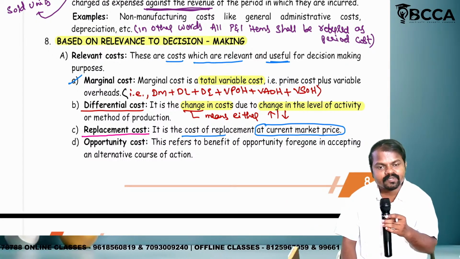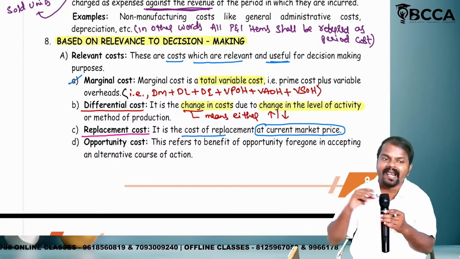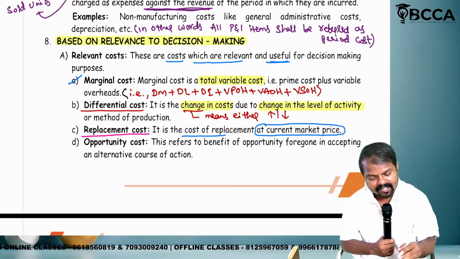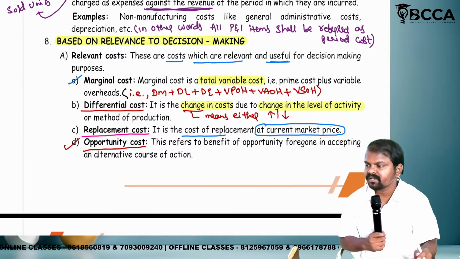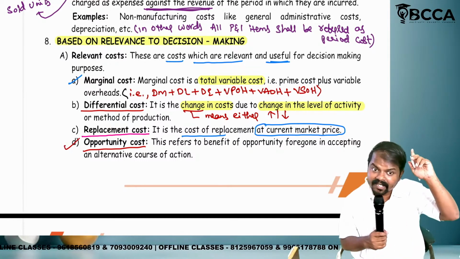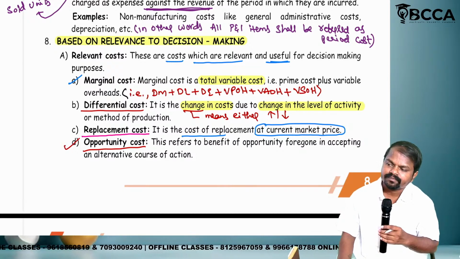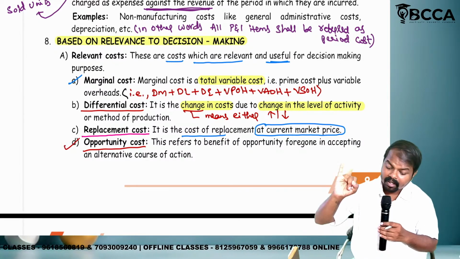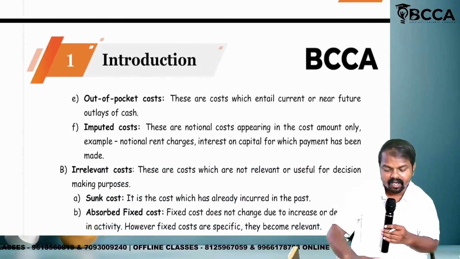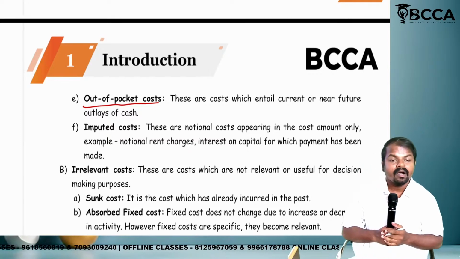What is meant by replacement cost? Whatever cost you are given to sell, we can simply call it current market price. Opportunity cost already discussed. Do you remember? Opportunity cost is also known as sacrificing cost. In initial days, day 1, I told. Clear? Now tell me, what is the relevant cost? Marginal cost, differential cost, replacement cost, opportunity cost. These costs as well as out of pocket cost.